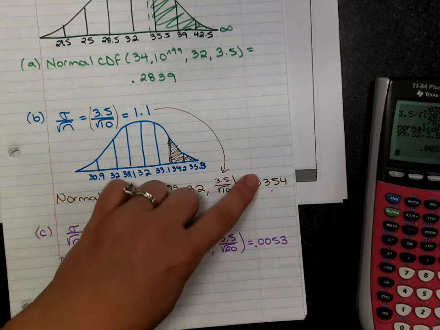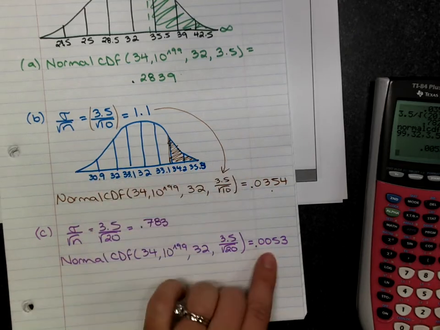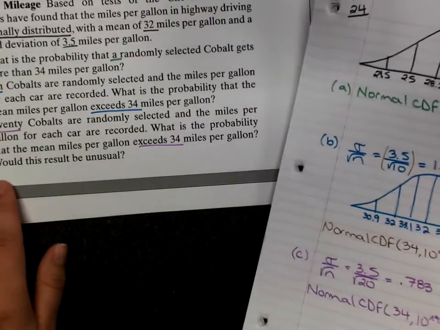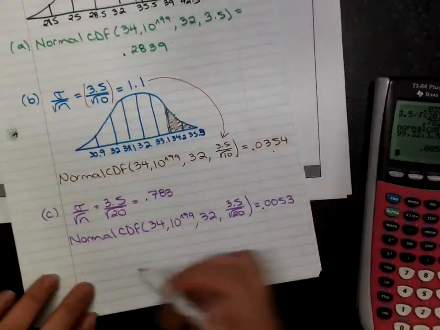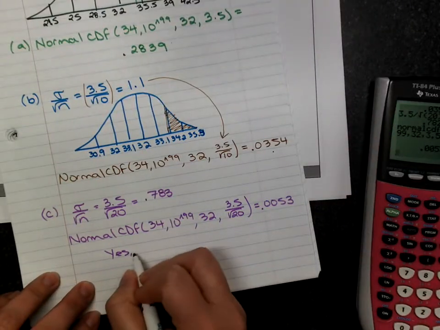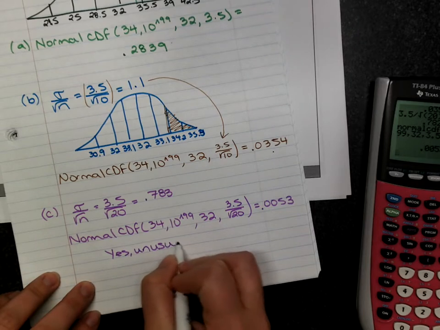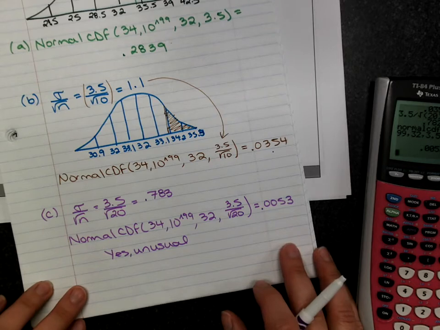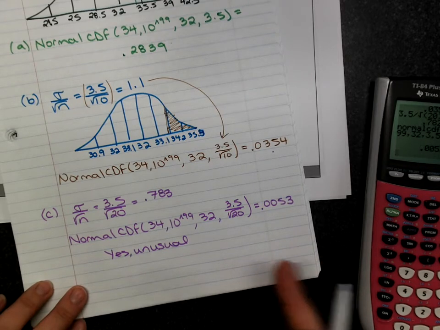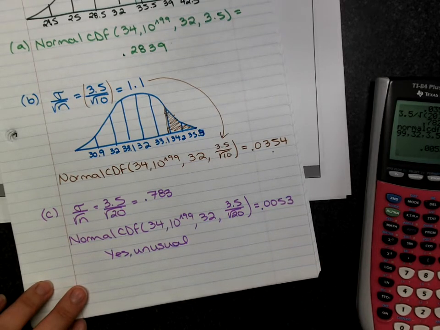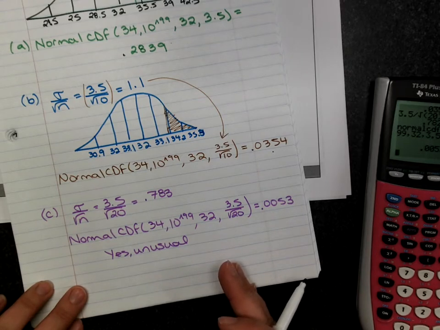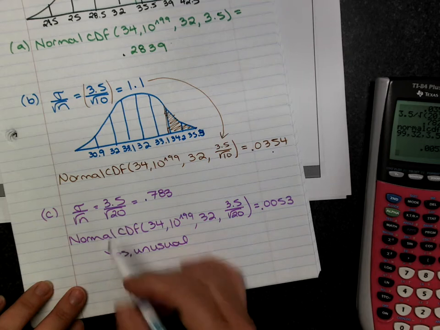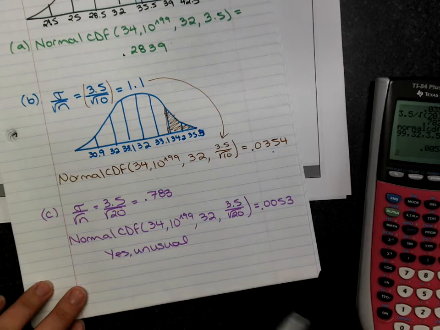0.0053. So it went from a 3.5% chance down to a less than 1% chance. Part C asks, is this result unusual? Yes, very unusual. If I have a sample of 20 cars and I'm recording their mean miles per gallon, the chance that that average is going to be over 34 when the true mean is 32 is very, very rare. It's going to get closer and closer to that true average the bigger sample I take. So hopefully this logically fits in.